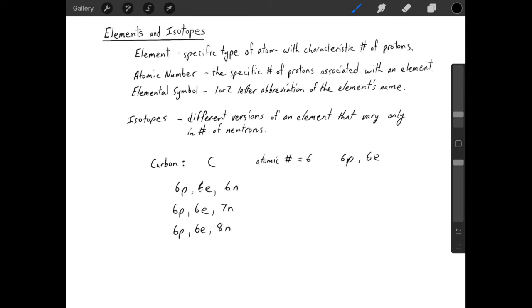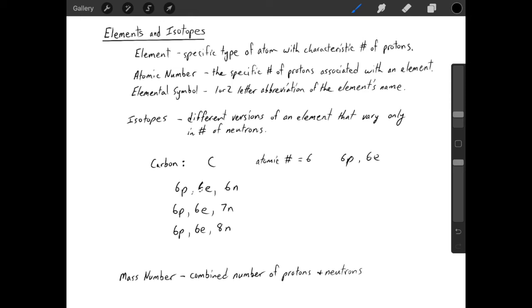All of these atoms still have 6 protons, so they're all still definitely carbon, but they do vary in neutrons, so they're different isotopes. And every isotope is going to have a different mass because they have a different number of particles. And isotopes are generally distinguished from one another using the combined number of protons and neutrons, which is known as the mass number.